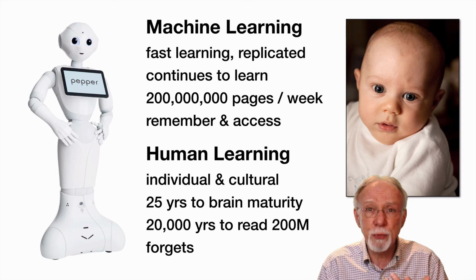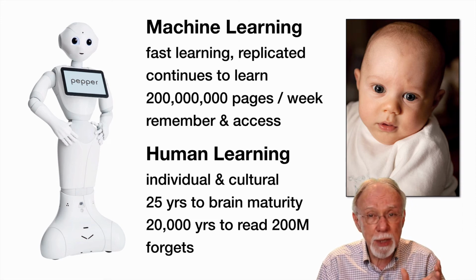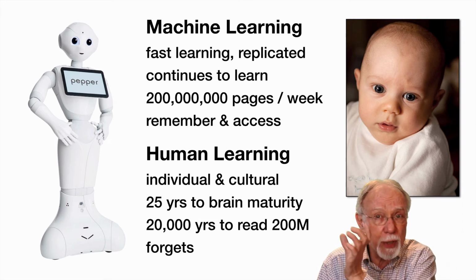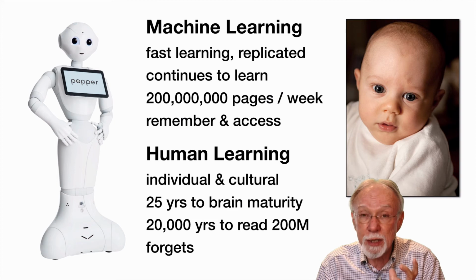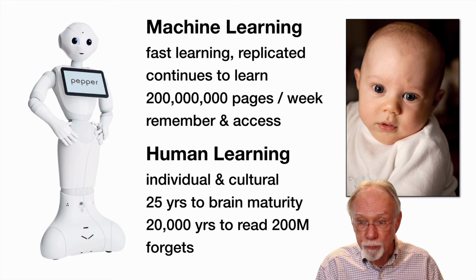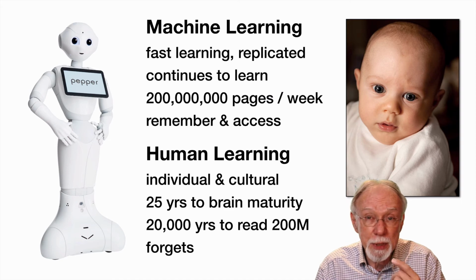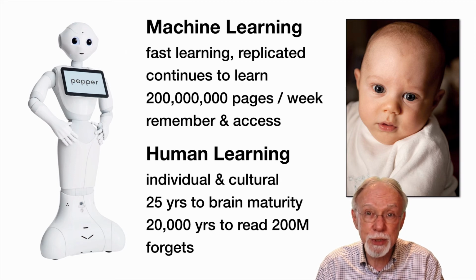In contrast, human learning is done on an individual basis. We start with a baby who knows nothing, and it takes that baby's brain 25 years to fully develop. All sorts of things can be learned and done before that time, but 25 years for full development, as opposed to immediately for a newly manufactured robot. So if that baby would read 30 pages per day, every day of her life, it would take her 20,000 years to read the 200 million pages that IBM's Watson did in a couple of days.